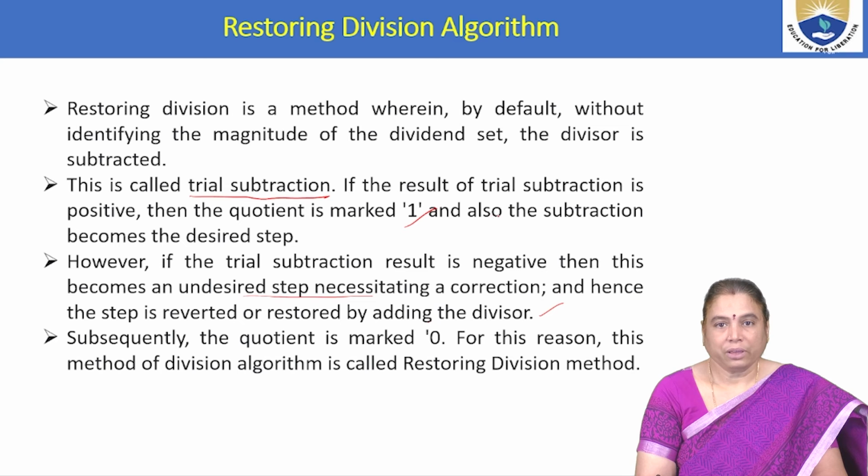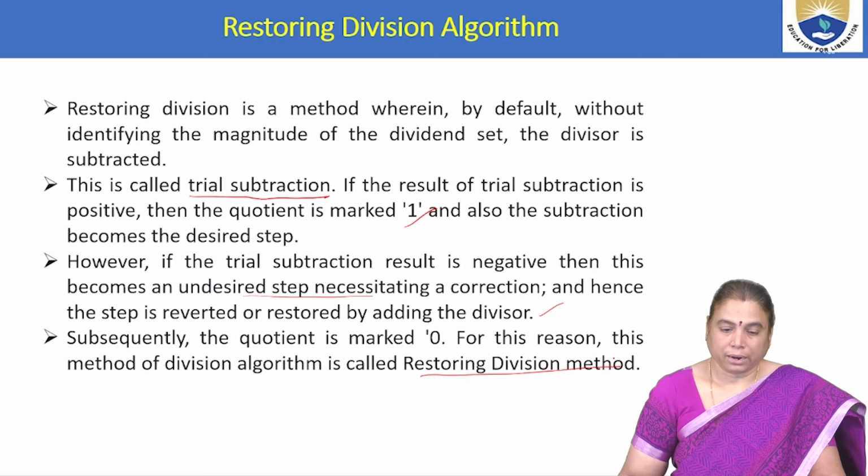So the step is reverted or restored by adding the divisor again. So here in this step we performed the subtraction. If the result is negative, then we add the divisor again in order to restore its previous value. Subsequently the quotient is marked as 0. For this reason, this method is called the restoring division method.